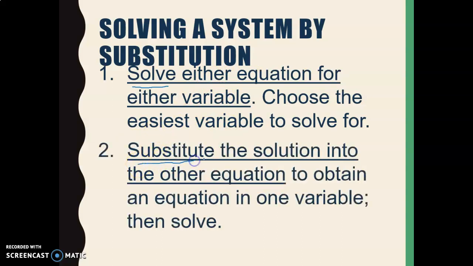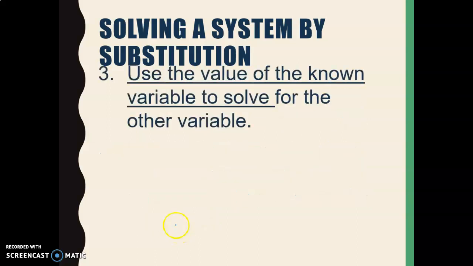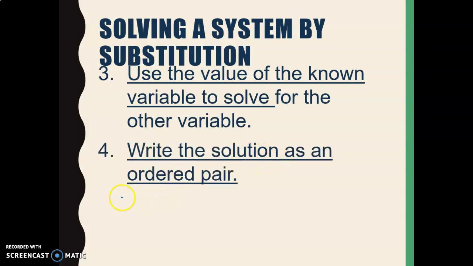Then substitute the solution into the other equation, or substitute that expression. Remember, we got y equals negative x minus 4, or x equals negative y minus 4. We substituted that whole expression into the other equation to obtain an equation with one variable only. So your whole equation should have just x's or just y's once you substitute. And then we solved, and we got a numerical value. Once you find a numerical value of that variable, you plug it in to the other equation to solve for the other variable. Fourth, you write the solution as an ordered pair.